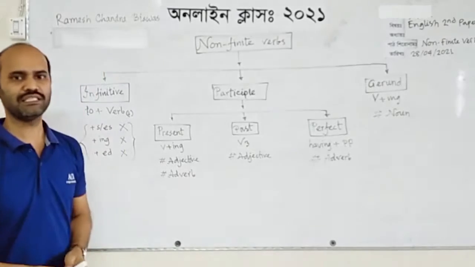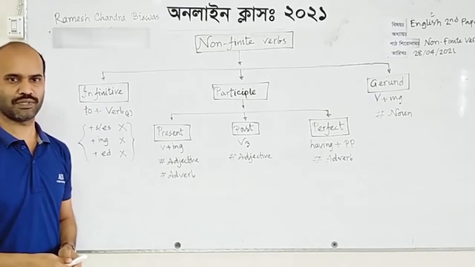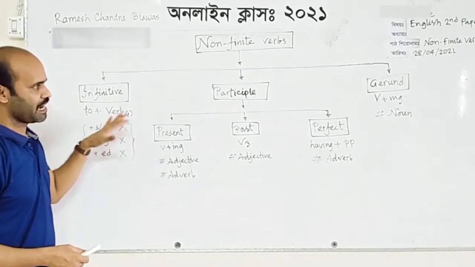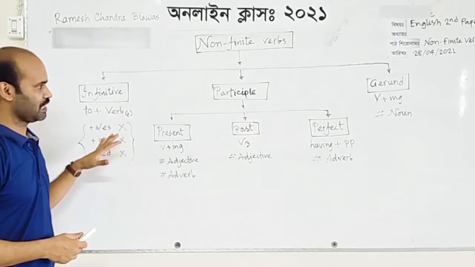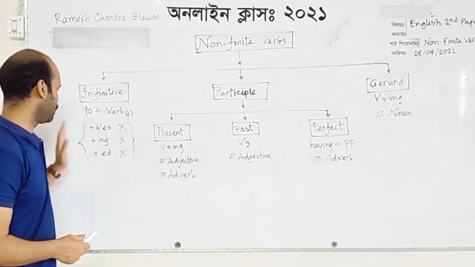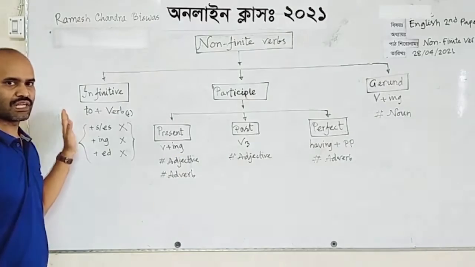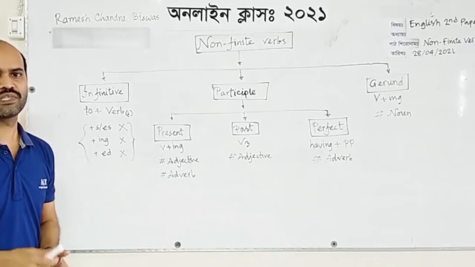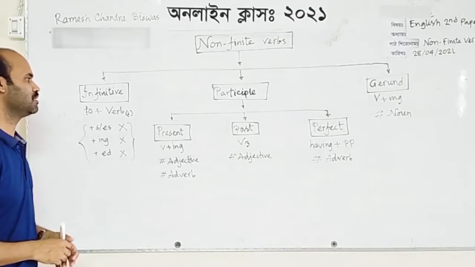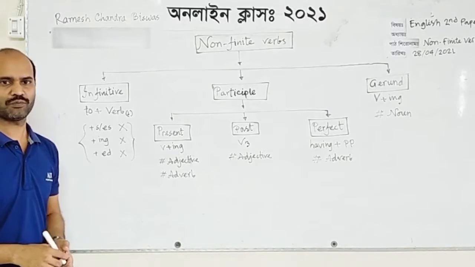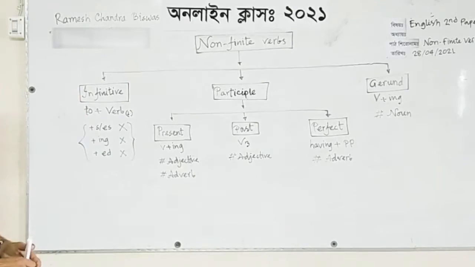So these are the main three types of non-finite verbs, and among all these types, we shall also discuss some properties and functions of these non-finite verbs. First of all, we will discuss infinitive.